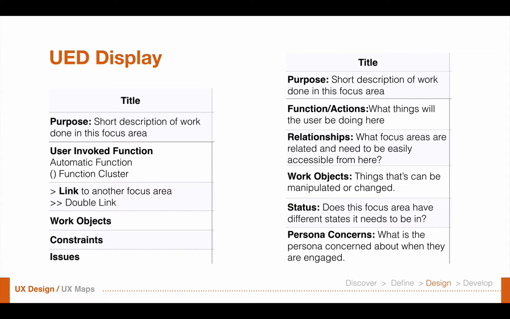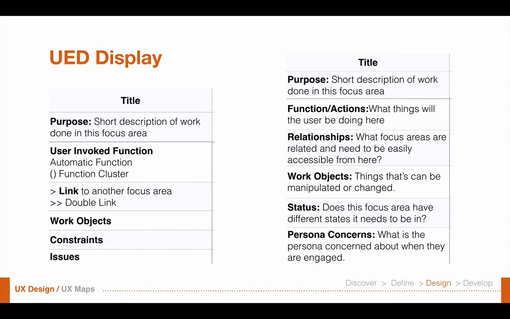And then we also have work objects, something similar to what we made as examples, the stove and sink in the kitchen. And then constraints and issues that exist in this focus area. However, if you take a look at the right hand side, this is more like a modified version of what we are going to use for the UED display.